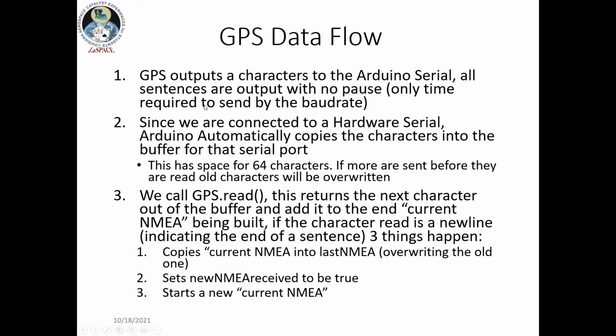All right. So in general, the way that this data works is the GPS just automatically outputs to whichever Arduino serial port that it's connected to. And it's going to output all of the sentences that it's currently set up to output. And it's not going to have a pause or a gap in between them. So it's just going to output all of those characters one after another. Those are going to be read in.